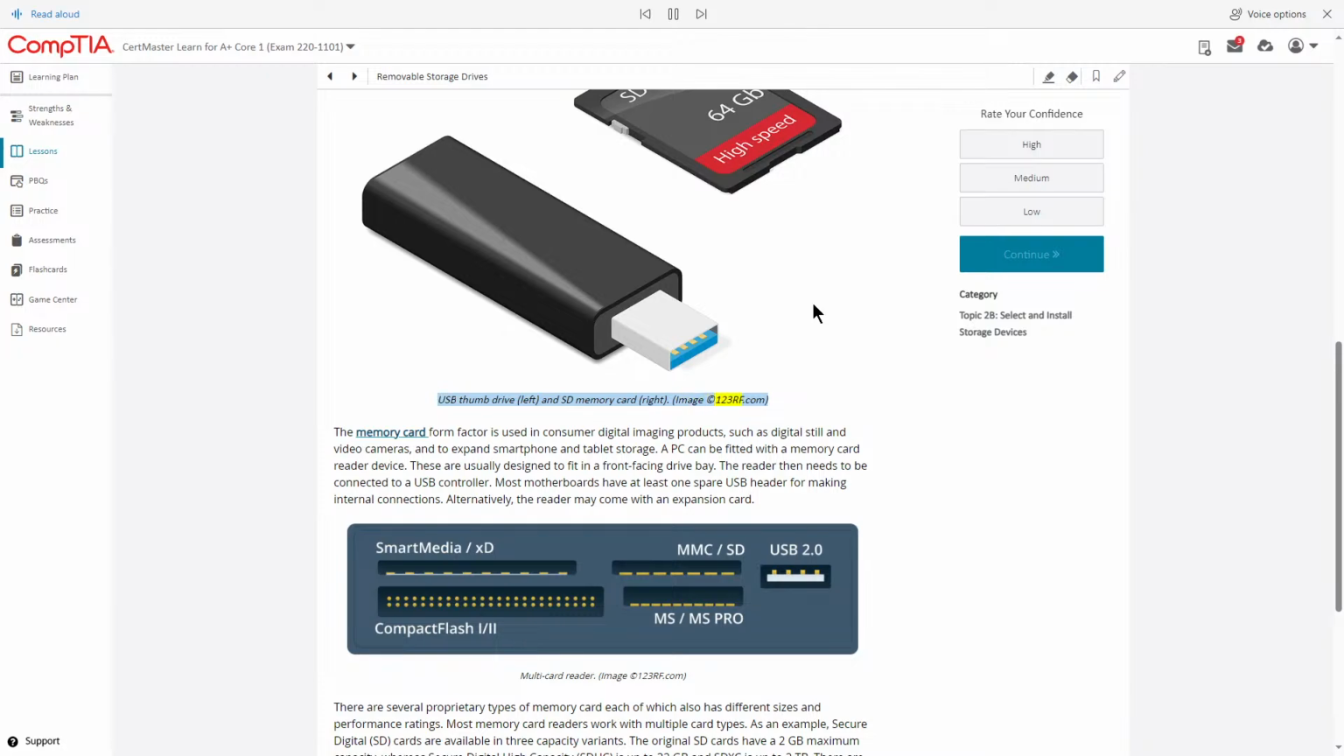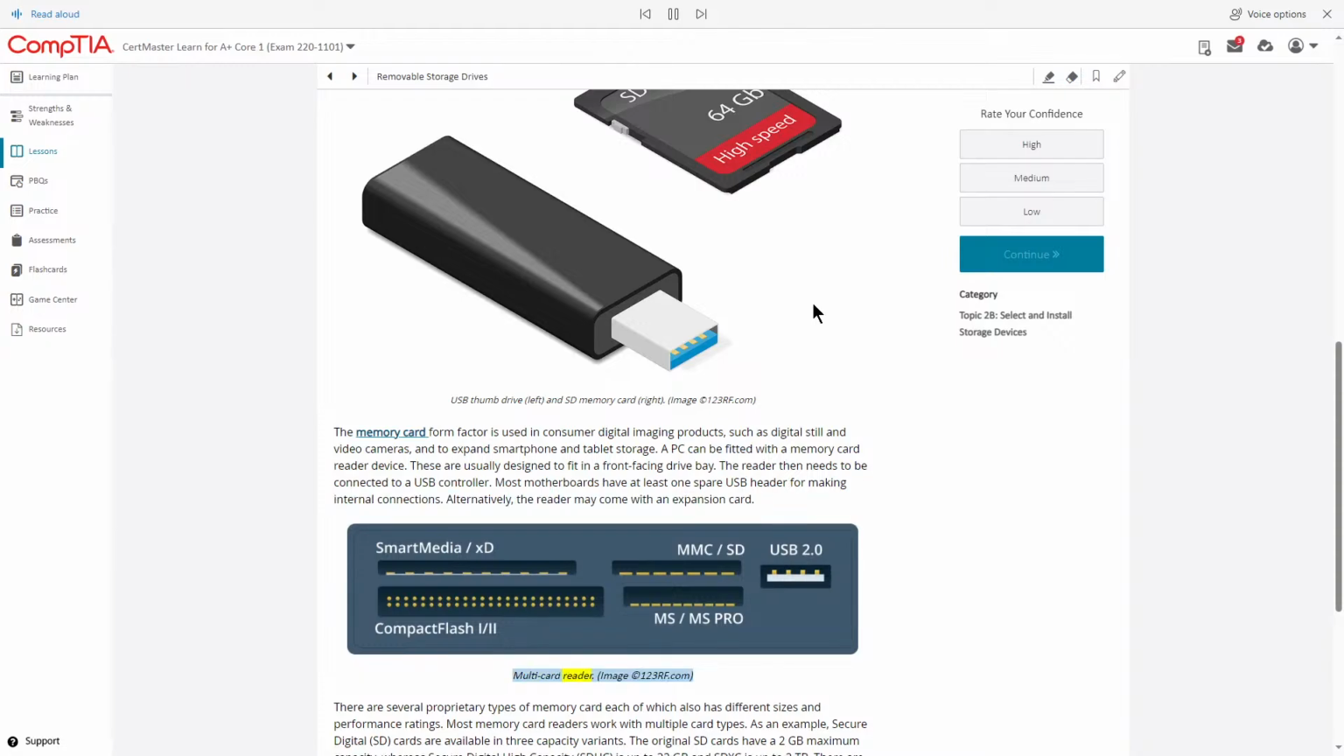Image copyright 123rf.com. The memory card form factor is used in consumer digital imaging products, such as digital still and video cameras, and to expand smartphone and tablet storage. A PC can be fitted with a memory card reader device. These are usually designed to fit in a front-facing drive bay. The reader then needs to be connected to a USB controller. Most motherboards have at least one spare USB header for making internal connections. Alternatively, the reader may come with an expansion card.